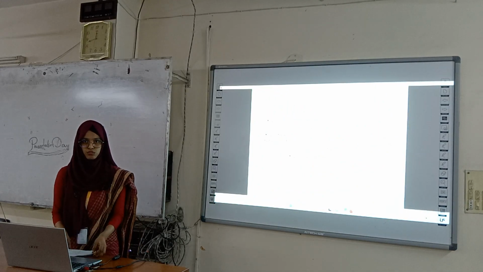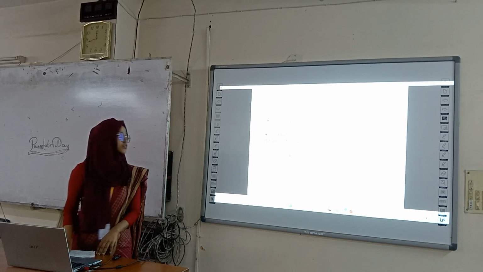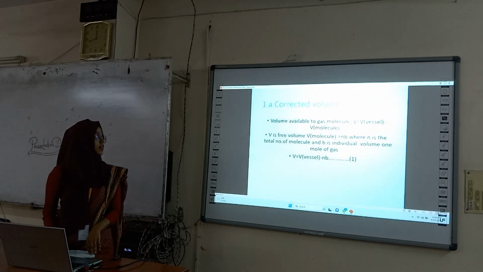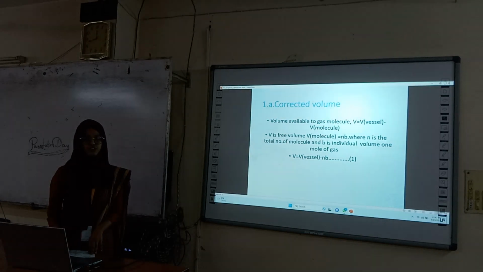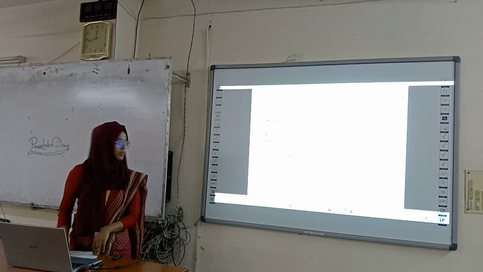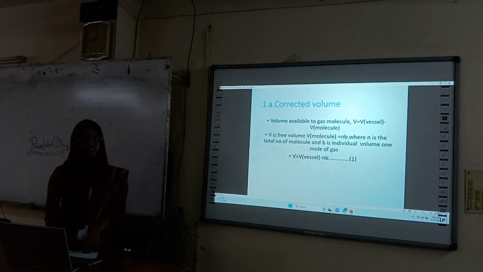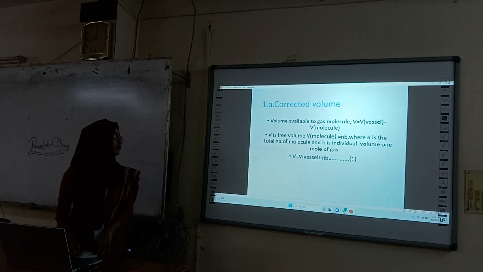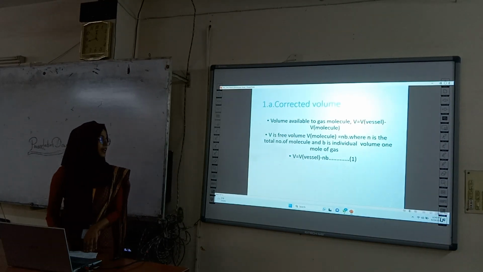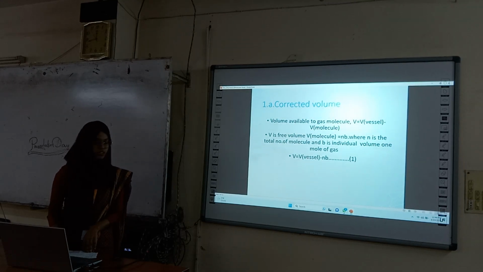So the volume available to gas molecules, V, equals V vessel minus V molecule, and V is the free volume. V molecule equals nb, where n equals the number of molecules and b is the individual volume of 1 mole of gas. Here V equals V vessel minus nb, and that is equation number 1.